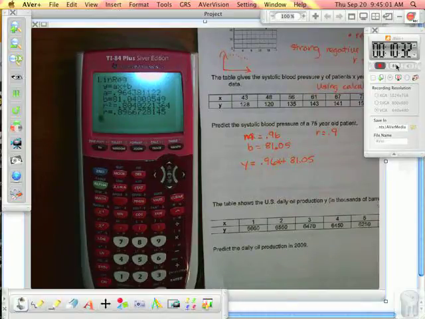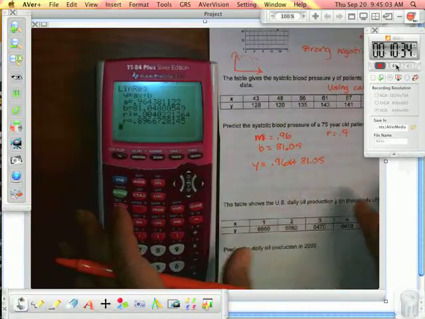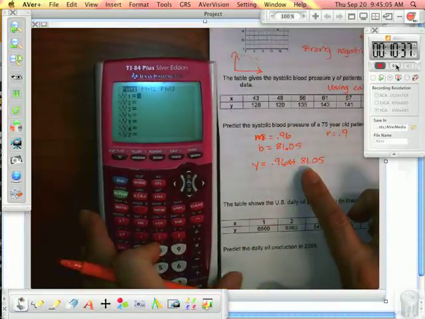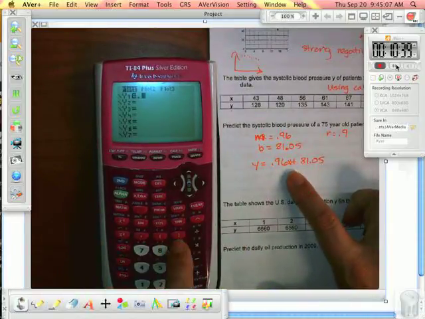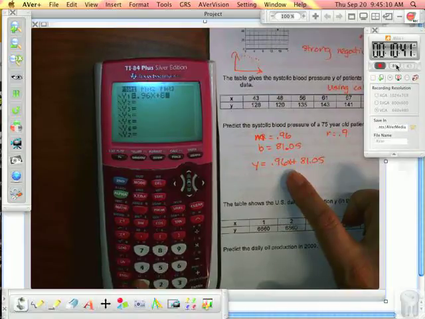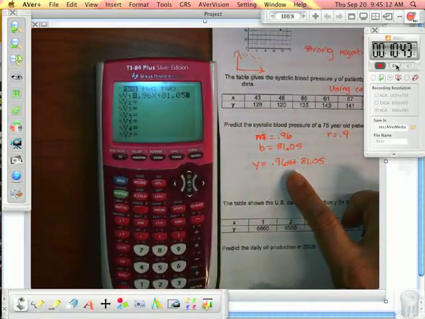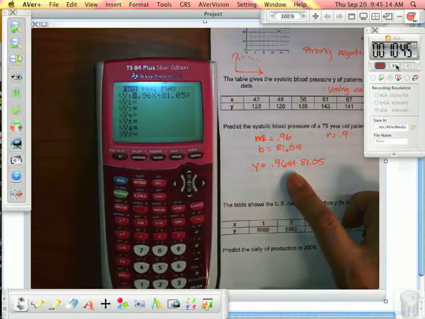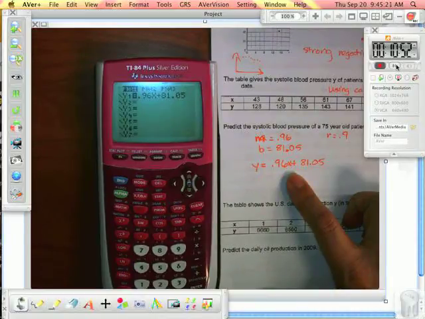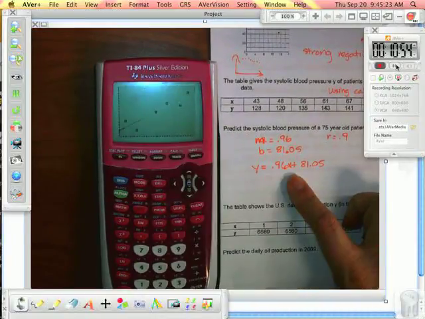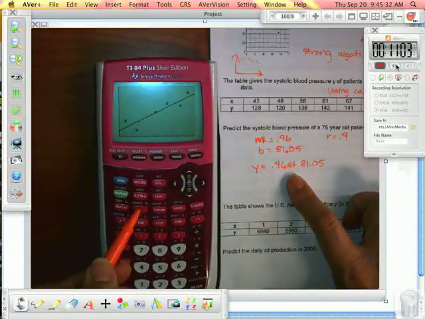Okay. Now what we need to do, we're not quite done. Once we have this equation, we go to y equals, and we enter this equation into y equals. Push graph, and then we have our line of best fit on the calculator. How do you get that X? X is right here next to alpha.